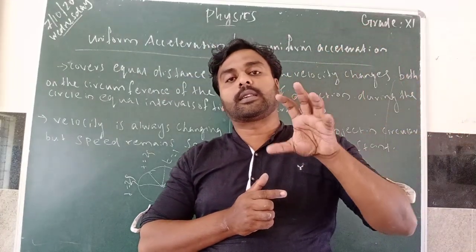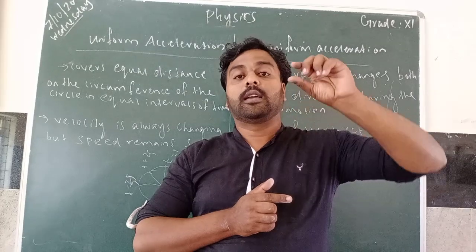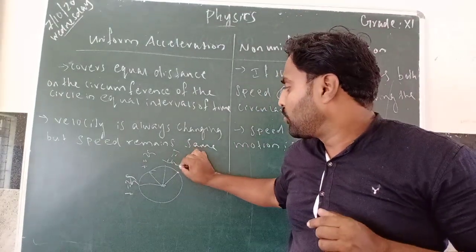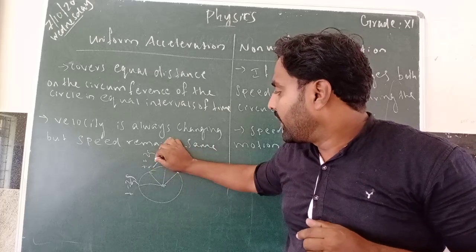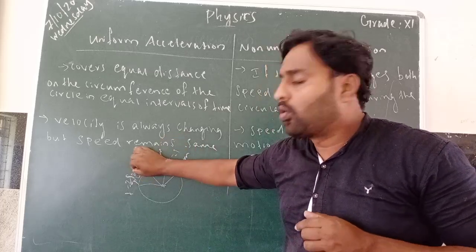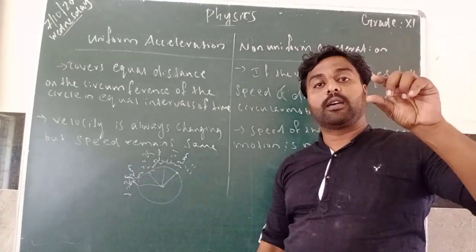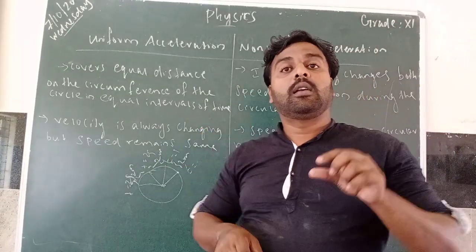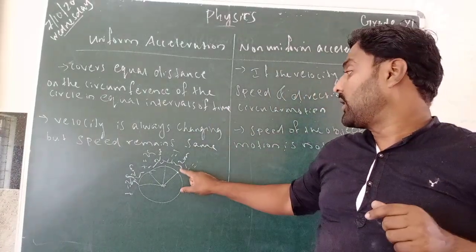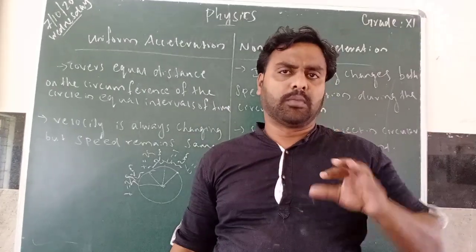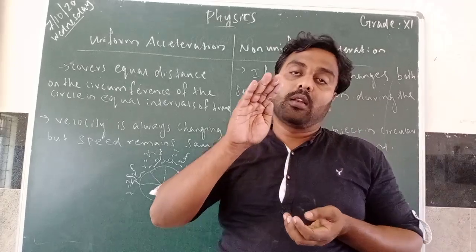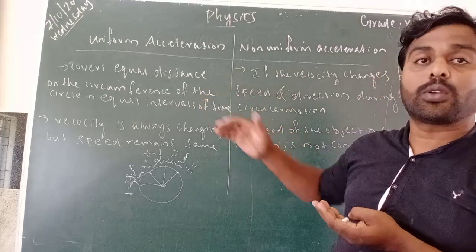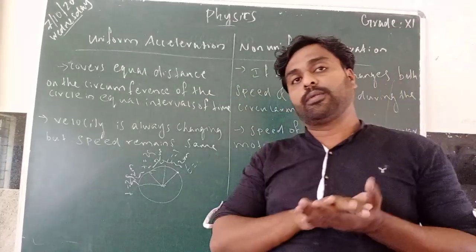If the object is covering the same distance in the same interval of time, for example this is 2 meters, here 2 meters, here also 2 meters, so every 2 meters of distance on the circle takes what? 1 second. So equal distance is covered in equal intervals of time. That is the first difference.